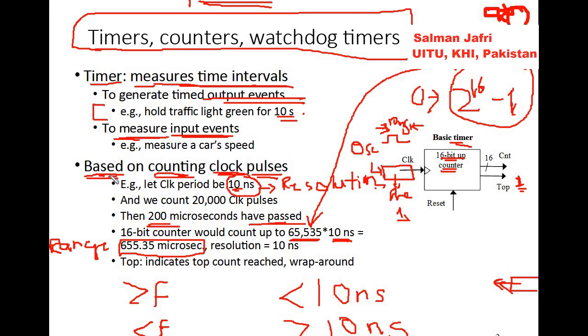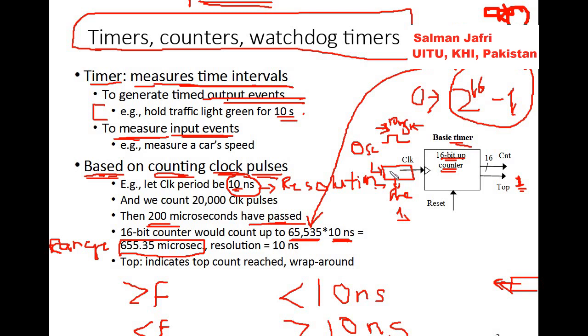And of course they are based on counting clock pulses. So what is the basic function? We are counting the clock pulses. So for example, if you have a basic timer over here, which is a 16-bit up counter, what is the maximum value? The total number of values can be 2 raised to power 16 minus 1 as per the rules of binary, right? This is basic knowledge.